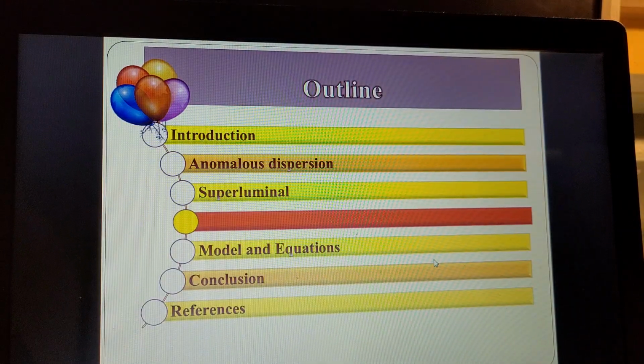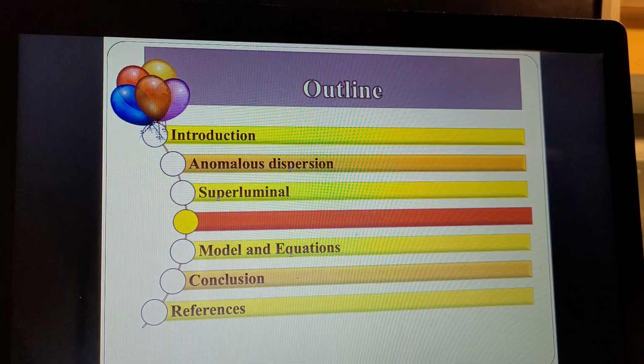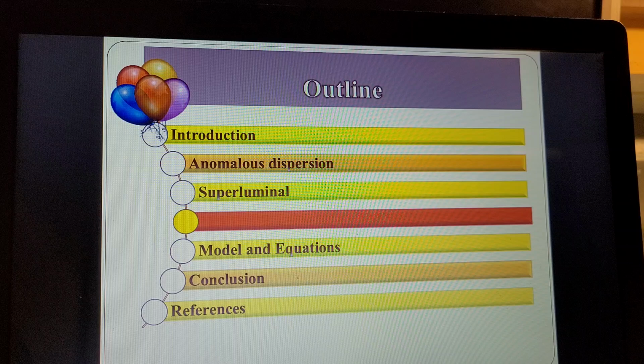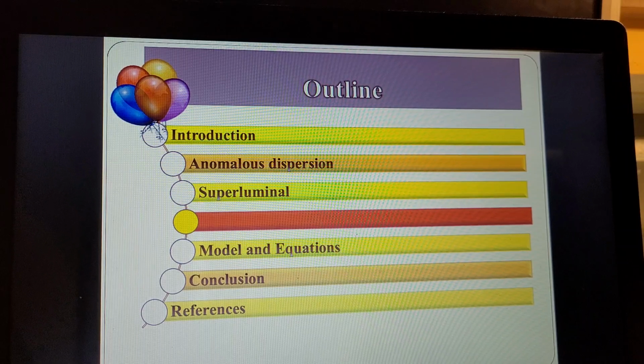First of all, I will give you a short introduction. What does superluminal mean? What does anomalous dispersion mean? And we'll review a paper that actually showed this phenomena experimentally and theoretically. We'll talk about a little bit mathematics and formula and modeling this phenomena, and then conclusion and some references.